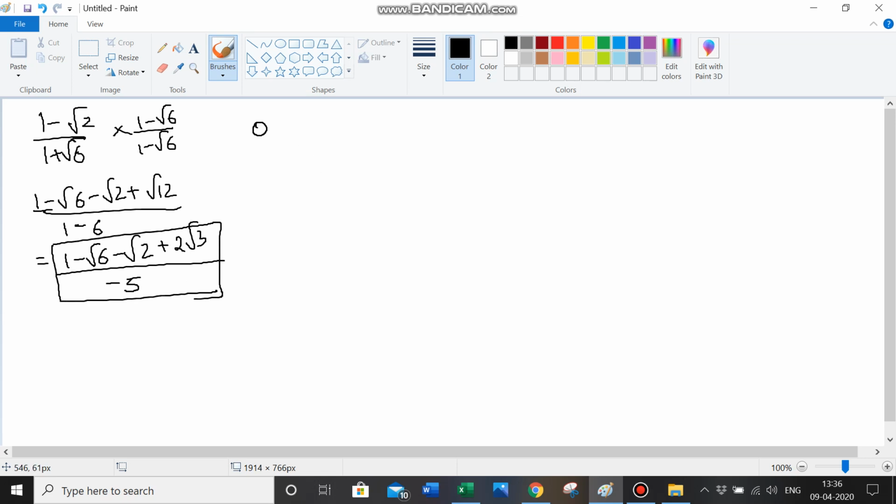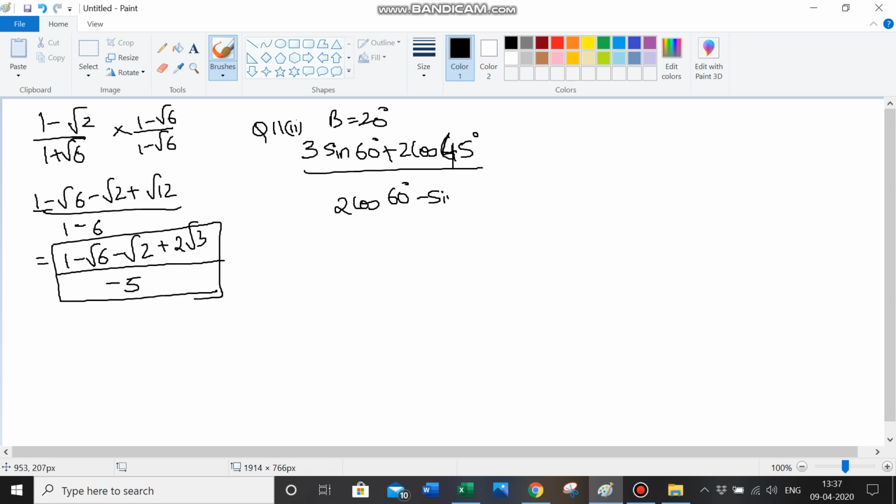Let's solve one more question, the last one for this. Question 11 part 2 is (3 sine 3b plus 2 cos 2b plus 5 ...) B is given equal to 20 degree. So my question changes to 3 sine 60 degree plus 2 cos 45 degree upon 2 cos 60 degree minus sine 30 degree.